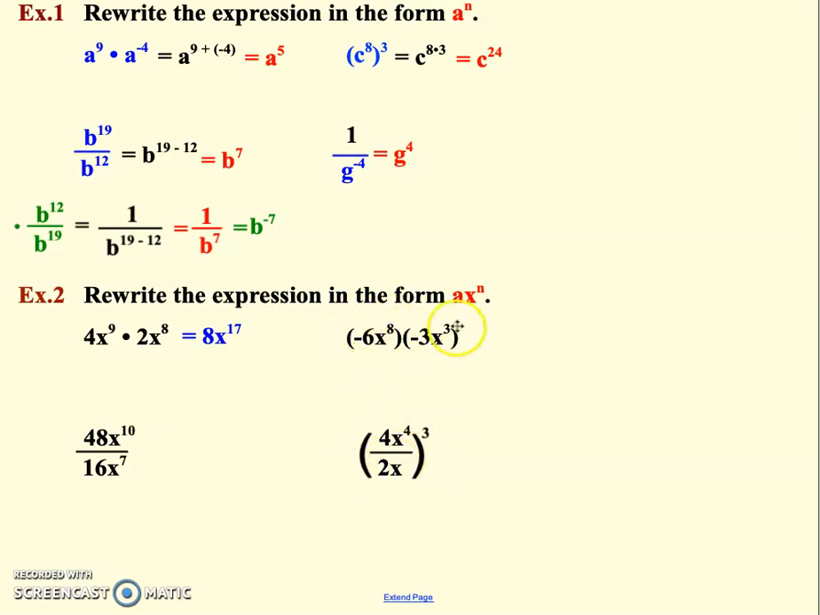Here again, just go ahead and multiply your numbers, and then multiply like bases, add exponents, so apply your rules. So the numbers just get multiplied together. So 18. And then multiply like base, add your exponents.